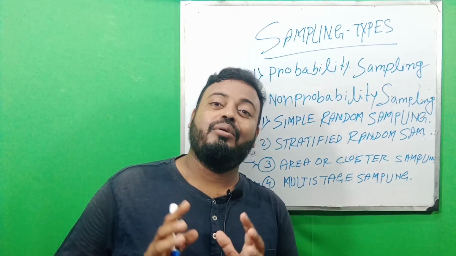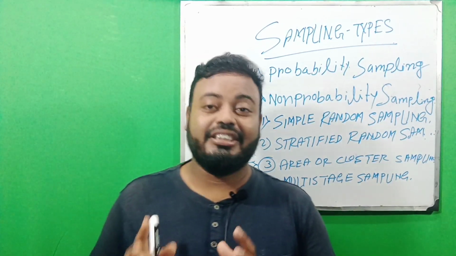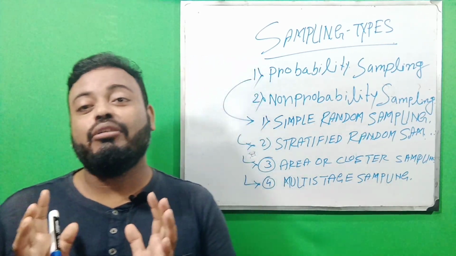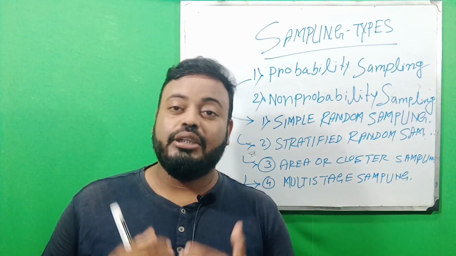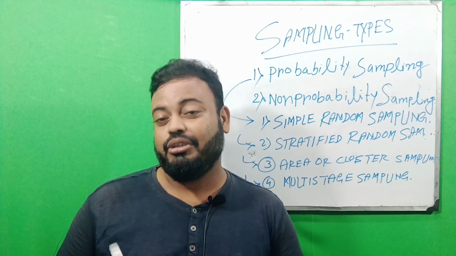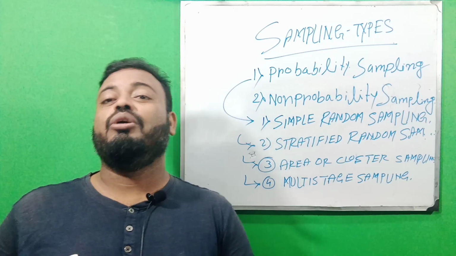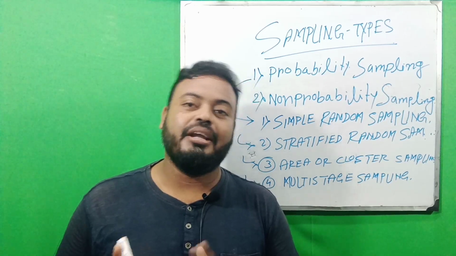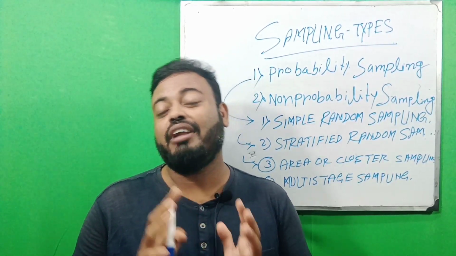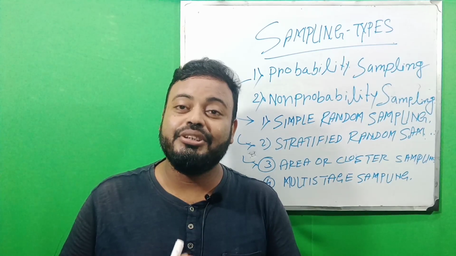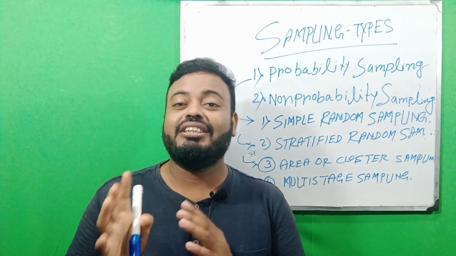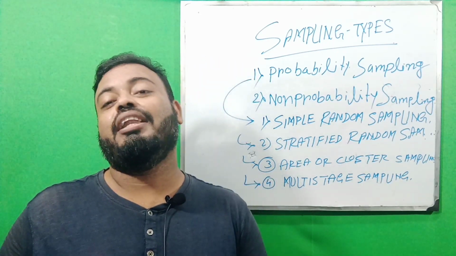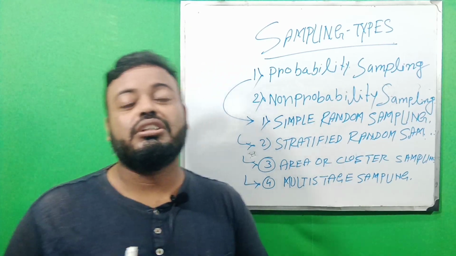When we collect data from our selected area and we have no clear-cut idea about this data, then we use the lottery method. Next is the random table method. When the lottery method has some errors, then we use the random table method. So these are the two subcategories of number one, simple random sampling.